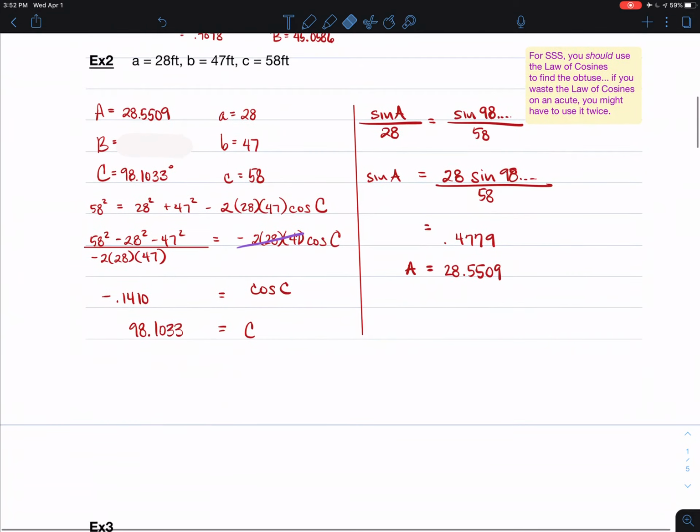And then to get angle B, all I need to do is subtract angles A and C from 180. This is when it's nice if you've stored these numbers in the calculator. And so my angle B is going to be this 53 number.